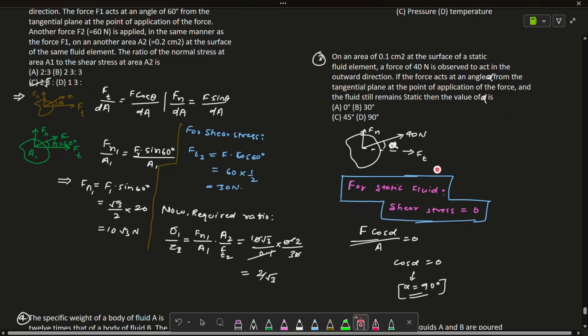Now, question number three says: an area of 0.1 centimeter square at the surface of a static fluid element, a force of 40 Newton is observed to act in the outward direction.